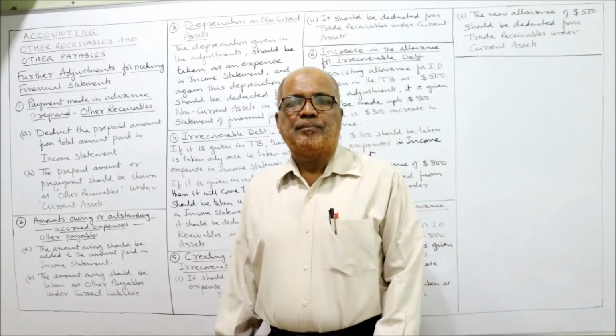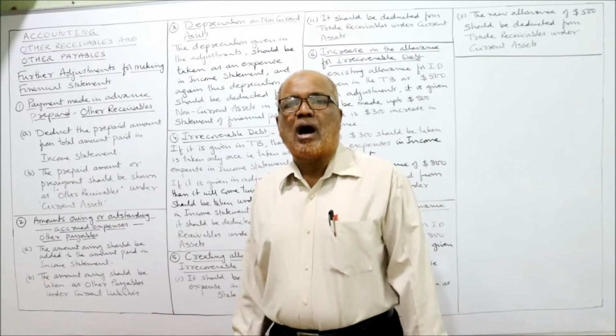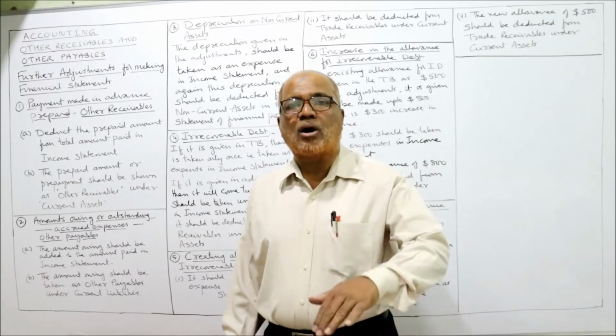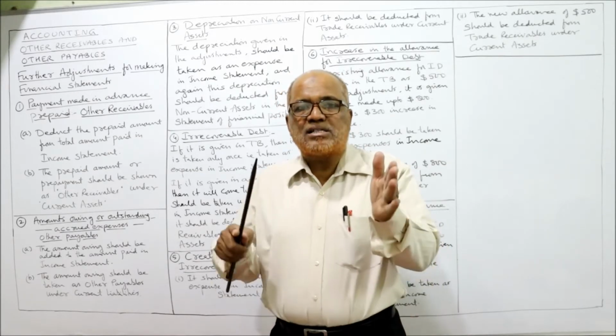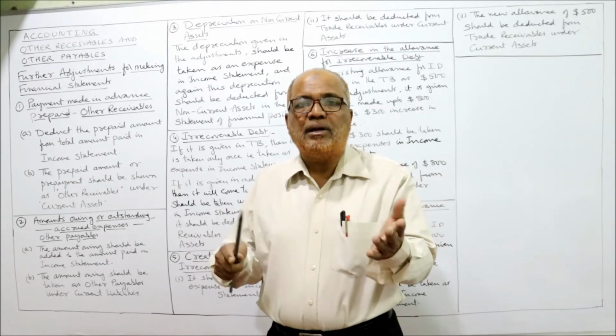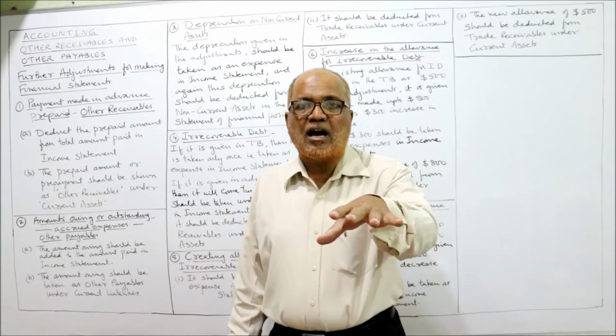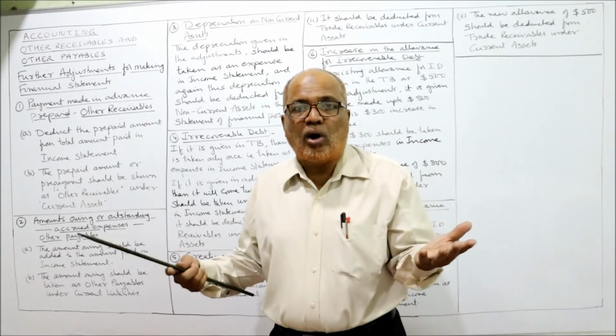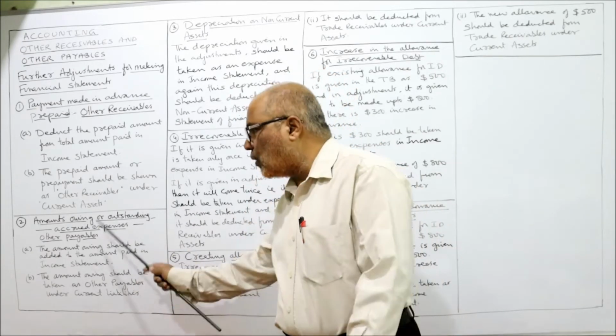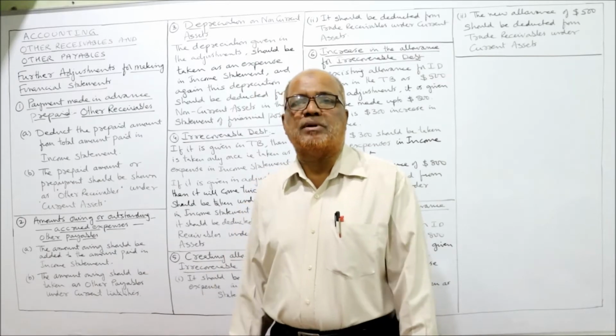The second adjustment is amount owing or outstanding, accrued expenses, other payable. Very frequently, you will come across outstanding expenses or accrued expenses. Expenses of the current year but not yet paid. It is the expenses incurred during the current year but not paid during the year. That is called outstanding expenses or accrued expenses.